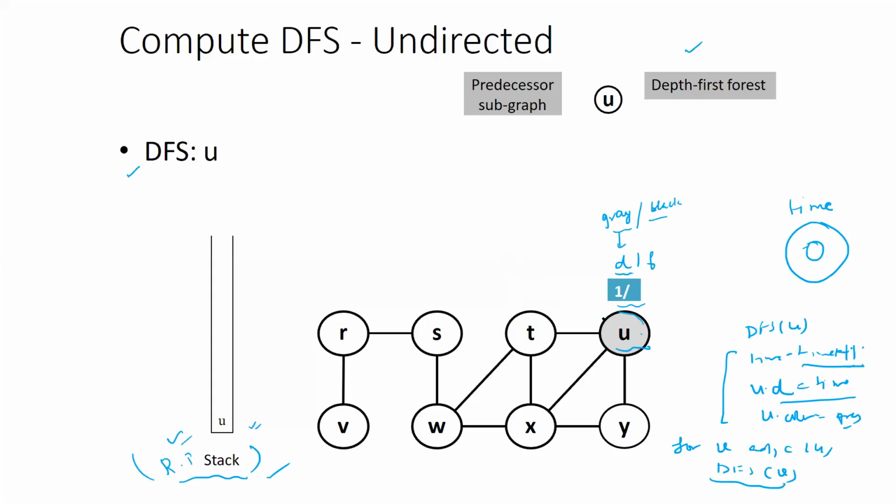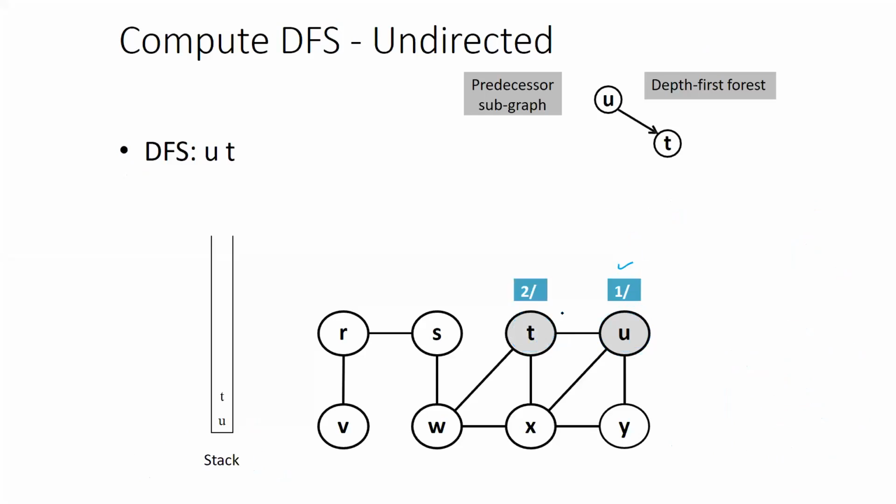So recursively, for this u, the first adjacent vertex is, say, t. For this t, a recursive call of DFS will be made. What will this recursive call do? It will increment time to time plus one. Time will become 2 units, t.d will become 2 units, and t.color will also become gray. This is added to the runtime stack; that is a recursive call.